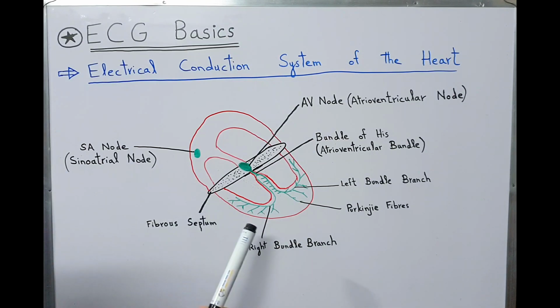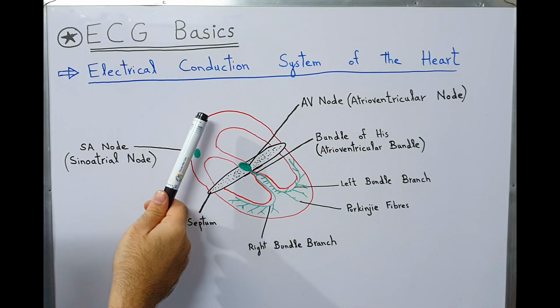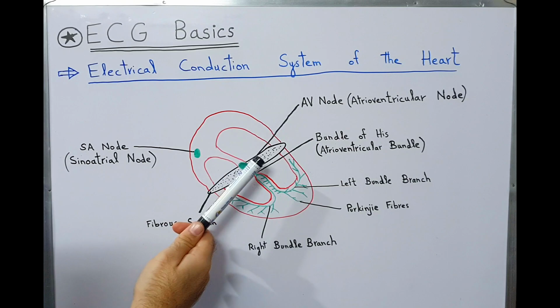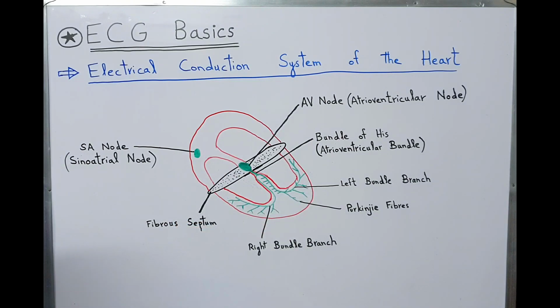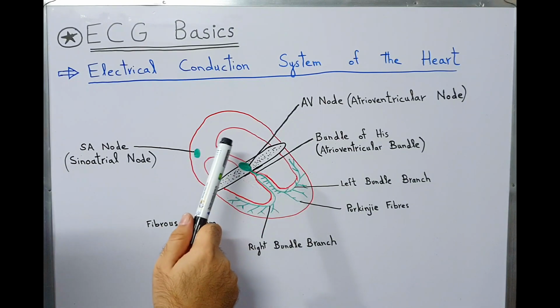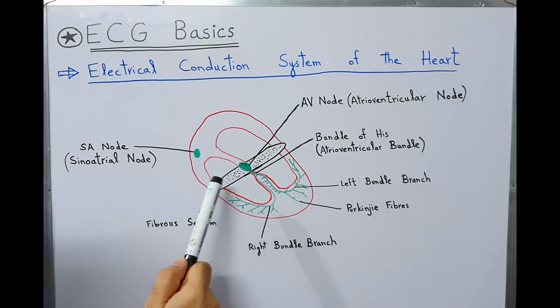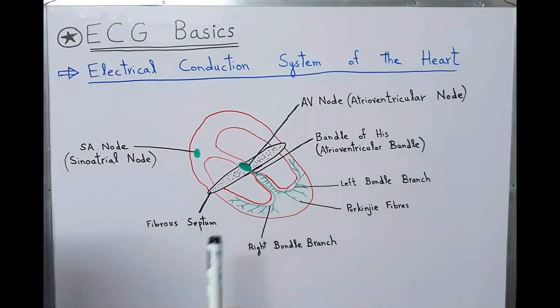The heart is made up of 4 chambers, but from an electrical point of view, the heart acts as a 2-chambered cavity because both the atria contract together and both the ventricles contract together. Therefore, both the atria act like a single chamber and both the ventricles act like a single chamber.